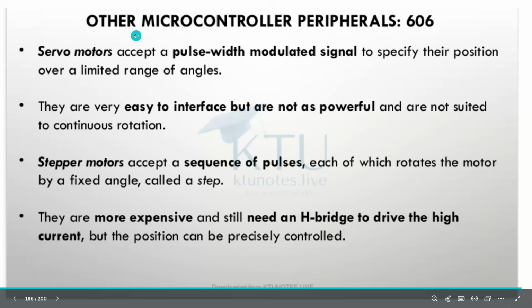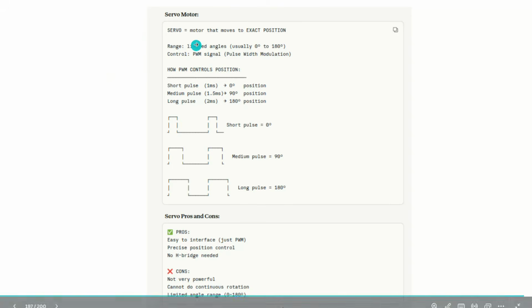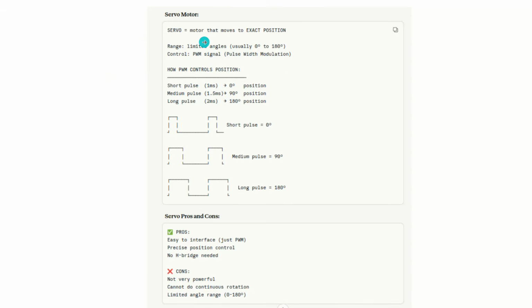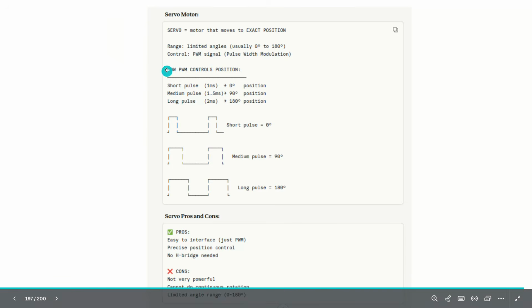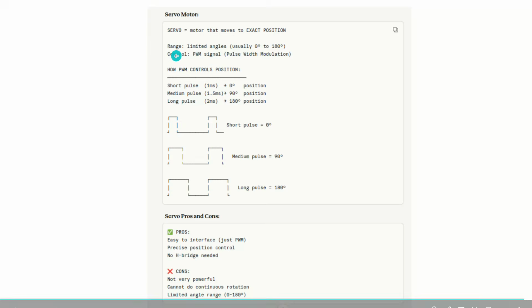Then we have servo motors. A servo motor is a motor that moves to an exact position, an exact angle. It has a limited range, usually 0 degrees to 180 degrees. Between that there is one position it can go to, and it is controlled by a PWM signal, that is, pulse width modulation.